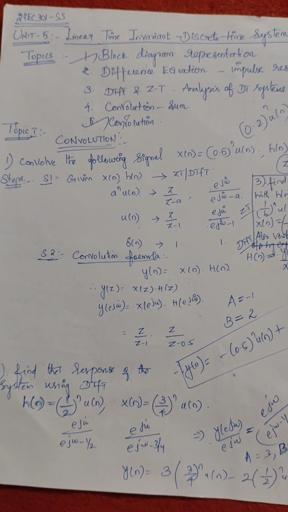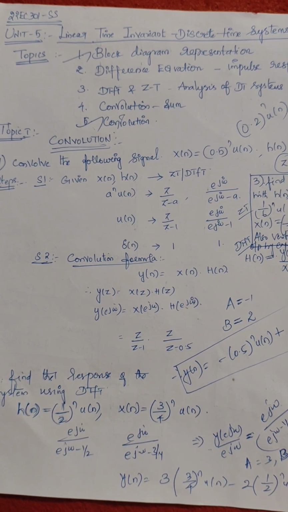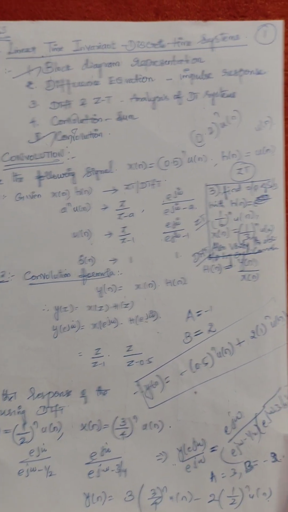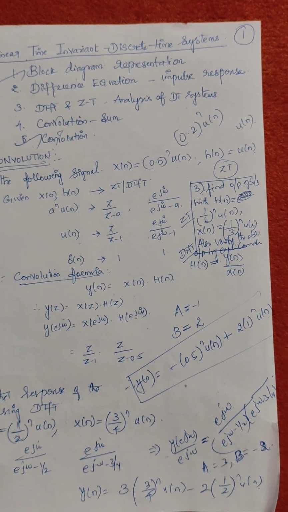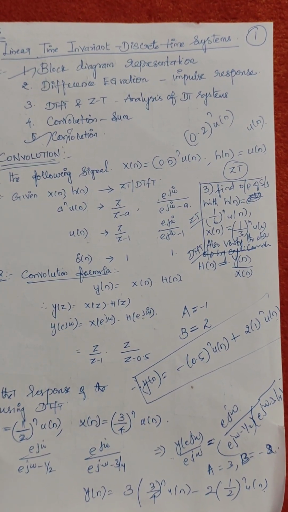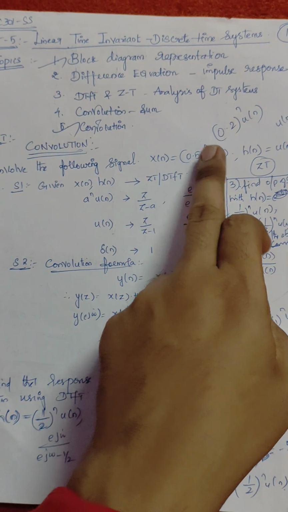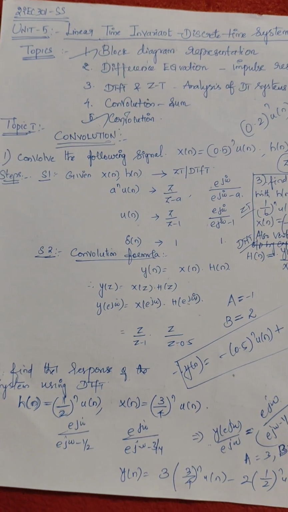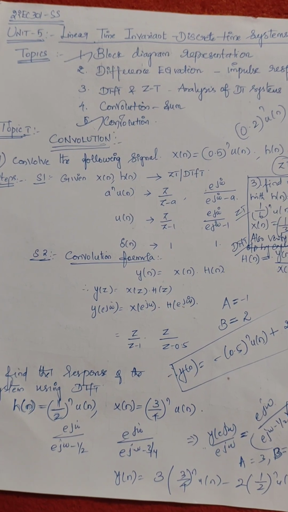I'm taking a random example question. Convolve the following signals: x of n equal to 0.5 power n u of n and h of n equal to u of n. You can take any value. Instead of 0.5 you can go with the 0.2 value also, 0.2 power n u of n. The first step, my x of n and h of n are given.